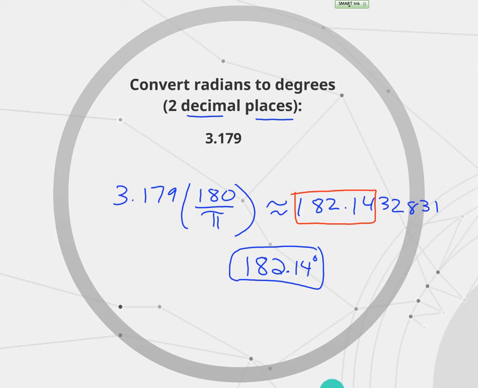And remember, you guys remember how pi is about equal to 180? Well, pi is 3.14, so it kind of makes sense. It's 3.179, which is a little bit more than 3.14. Okay.